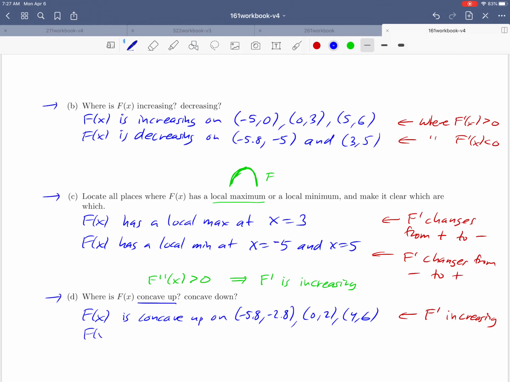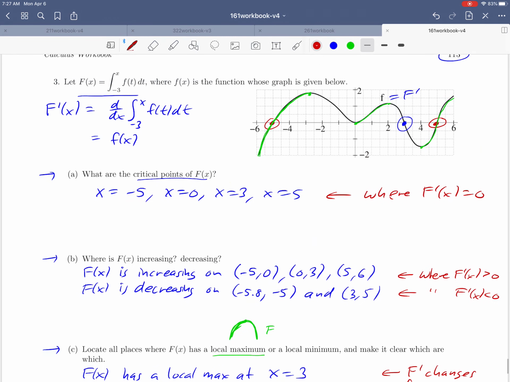Okay, and then similarly, F of x is going to be concave down on intervals where f prime is decreasing. Okay, so where would we be decreasing? Well, let's scroll down again.